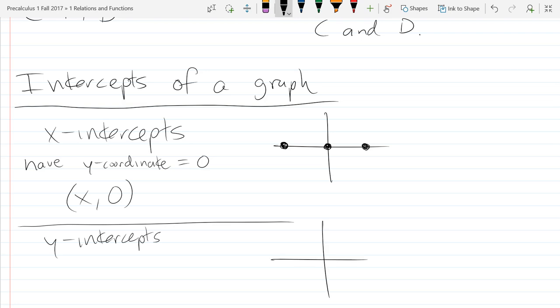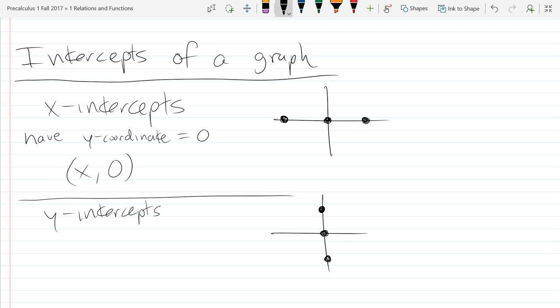And now y-intercepts. When we get into functions, which is very soon, you would only have maximum one y-intercept. And we'll see why when we get into functions. For now, we're graphing equations that don't need to be functions, so we could have multiple y-intercepts.